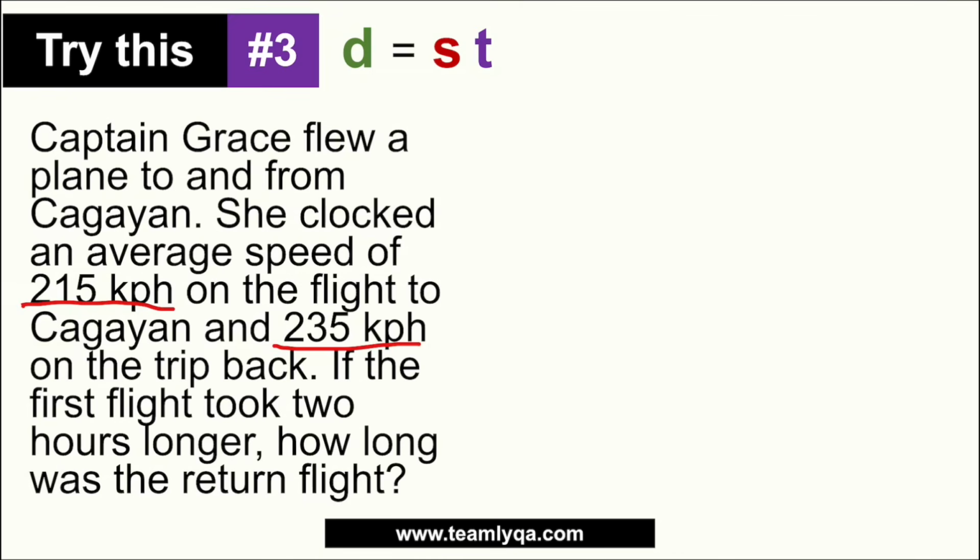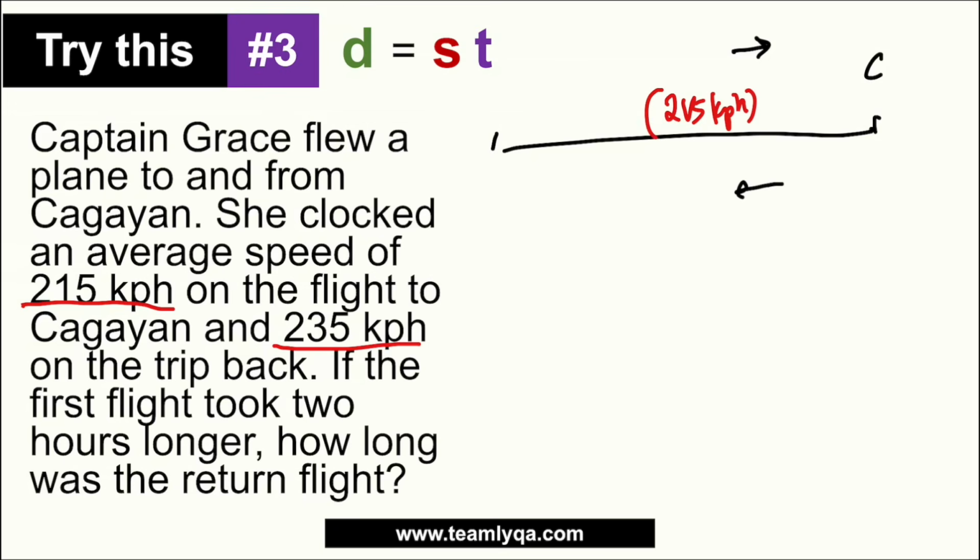So again, ito-drawing lang muna natin yung diagram natin. You have from to and from Cagayan daw siya. So papunta, tapos pabalik. Same distance lang yan. Sa unang biyahe, ang speed niya ay 215 kph. Hindi natin alam kung ilan exactly yung time. Pabalik, ang kanyang naging speed ay 235 kilometers per hour.